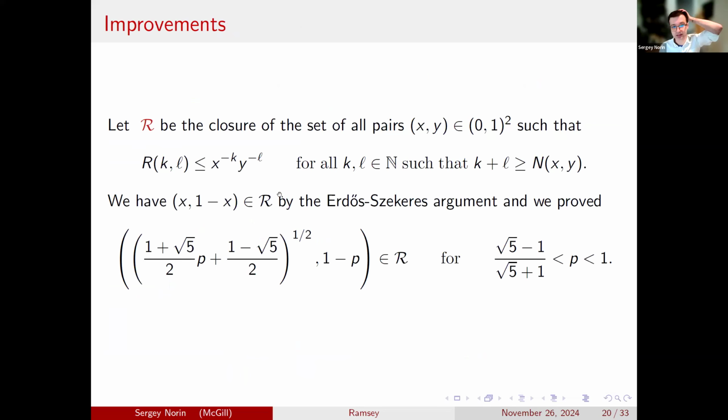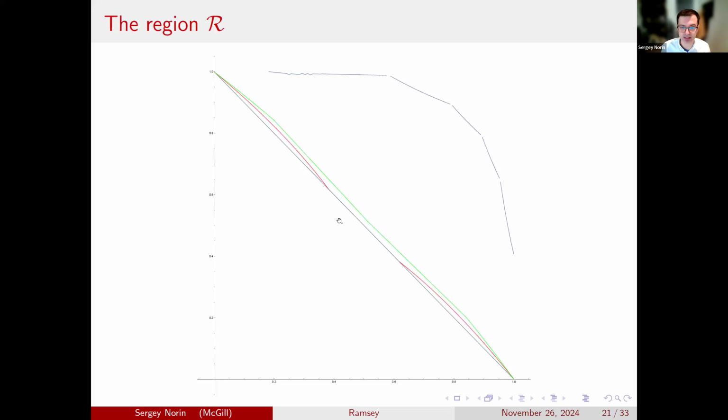So for certain pairs of this form, expanding our set script R by certain points. And why is it important? Because we did use the Erdős-Szekeres bound in our proof to plug it in, in some sense, in a base case. And now we can amplify. Now we know more about this set, we can plug in better bounds. So that's one idea.